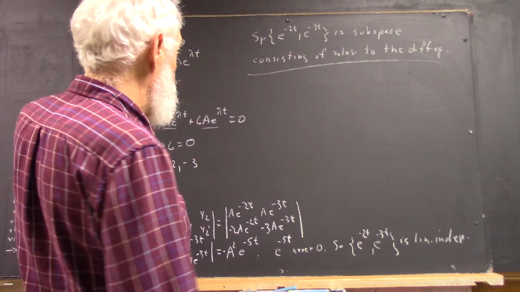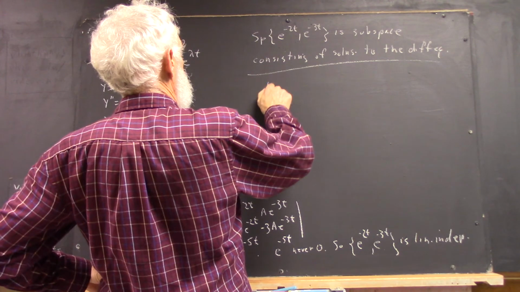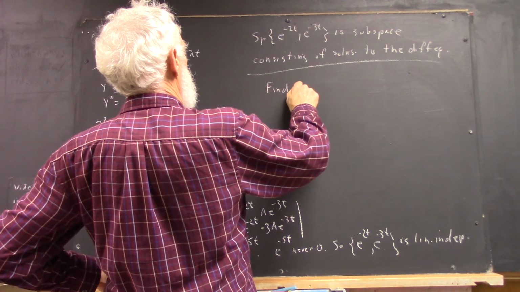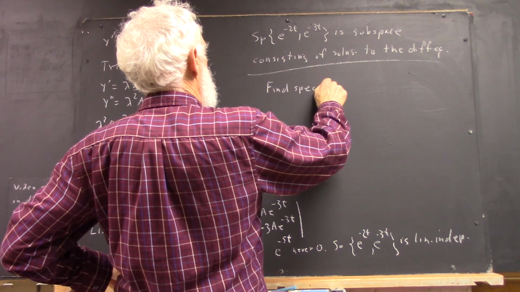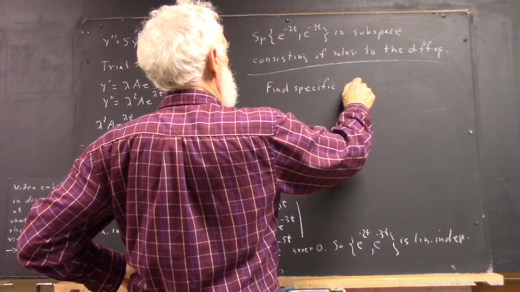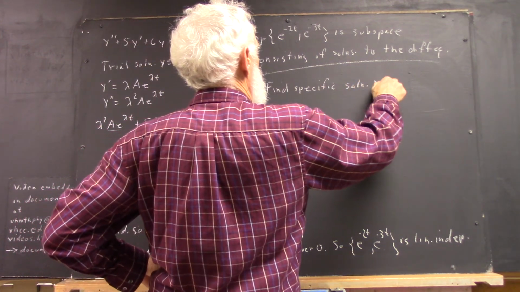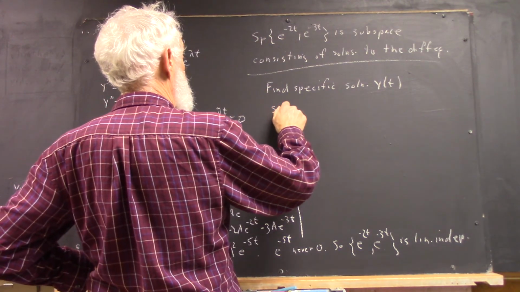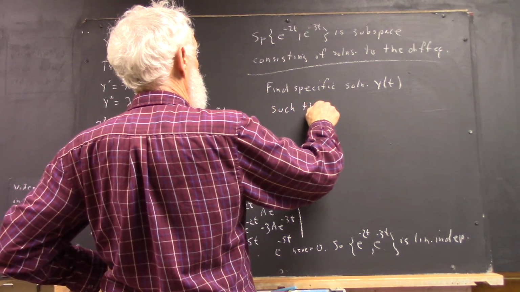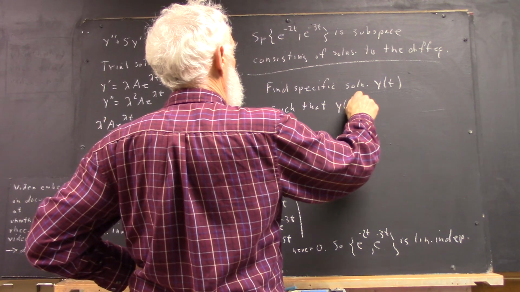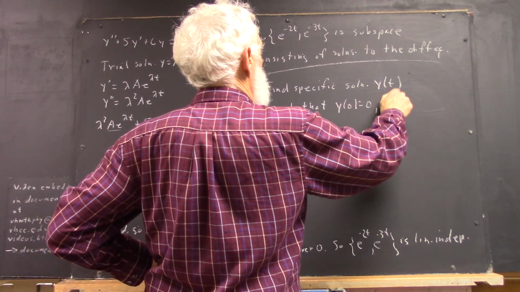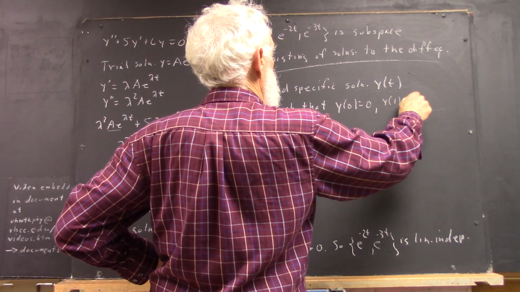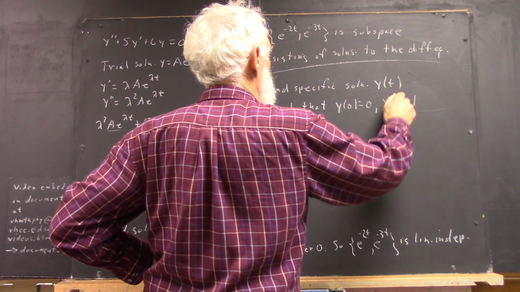So now we want to find solutions. And that would be a specific function y of t such that y of 0 equals 0, y of 1 equals, y of 0 equals 1.